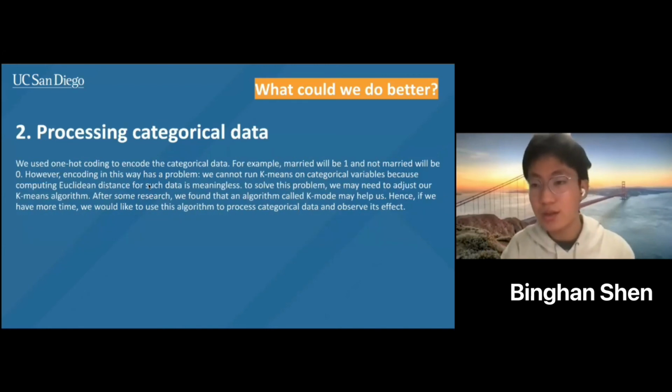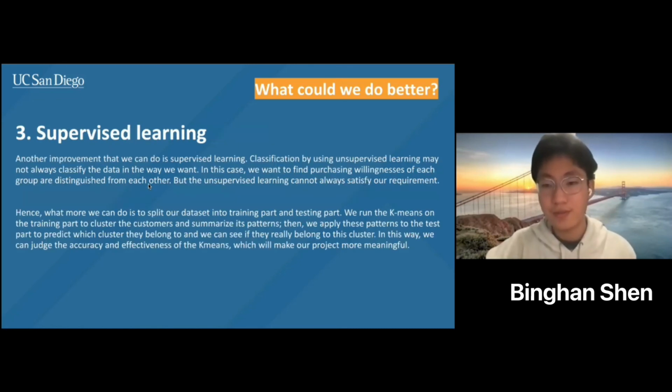Second, we use one hot encoding to encode the categorical data, which cannot be accepted by the k-means algorithm. After research, we found that an algorithm called k-modes may help. Maybe we will do it in the future.